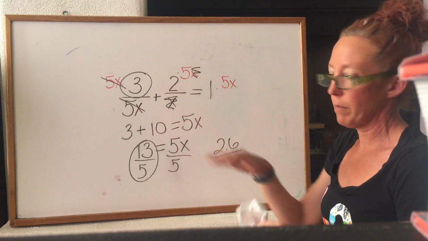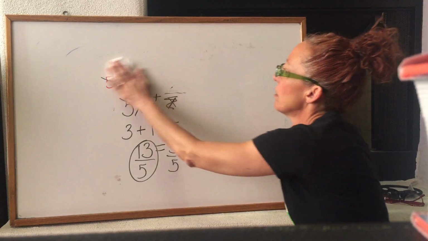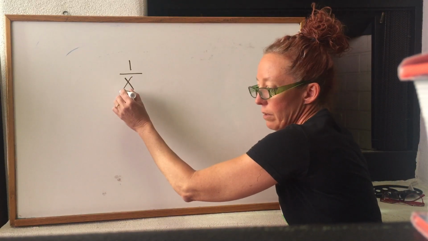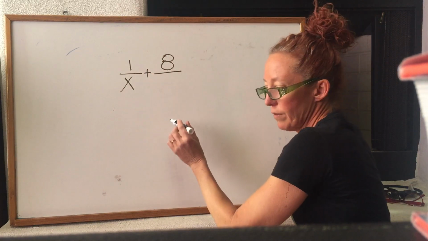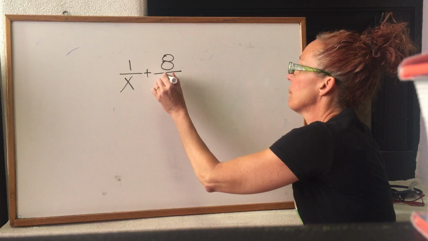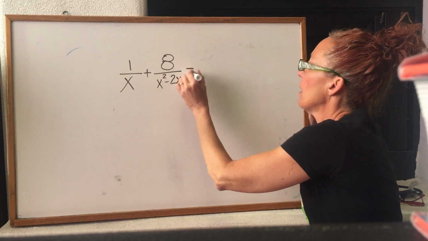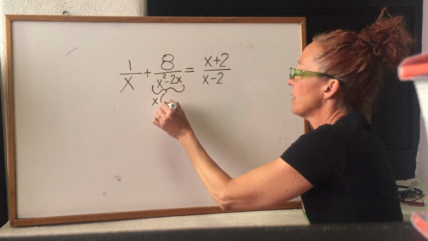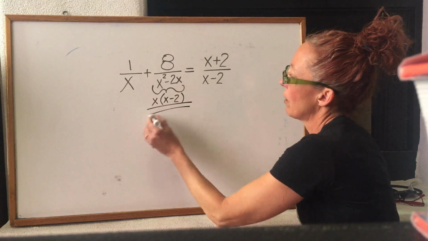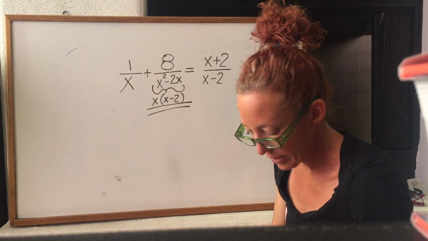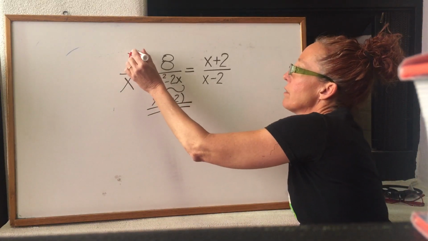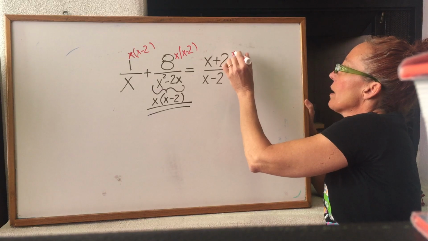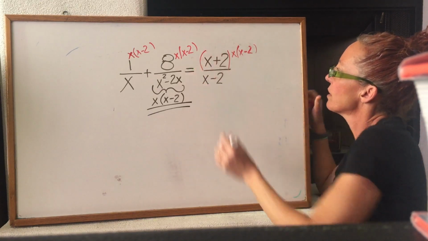More complicated, same idea. So on question 17, I have 1 over x plus 8 over x squared minus 2x. I'll factor that for you in just a second. Equals x plus 2 over x minus 2. All right, this guy right here factors. I have a GCF, so I can pull that x out. So this is my common denominator. So again, I'm going to write that 3 times, even though it's a little bit of a pain. So x times x minus 2, x times x minus 2, x times x minus 2. Maybe take a second, put parentheses around that.